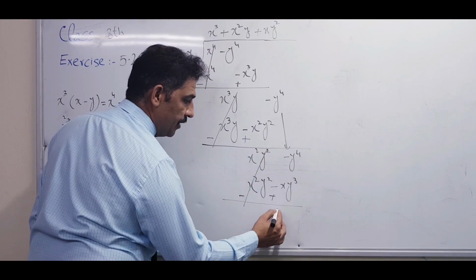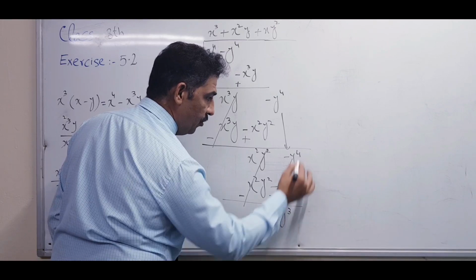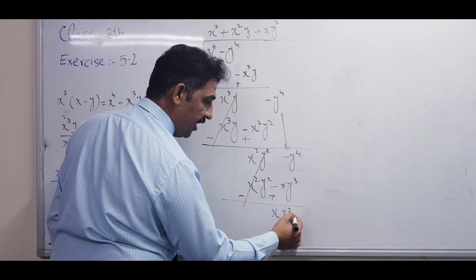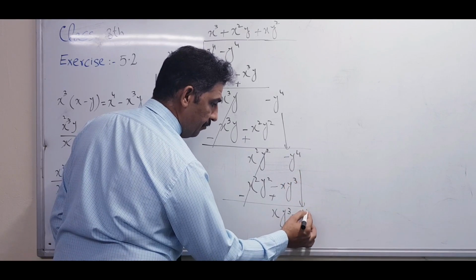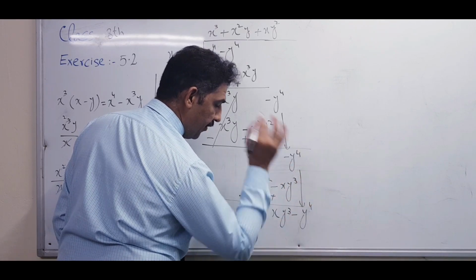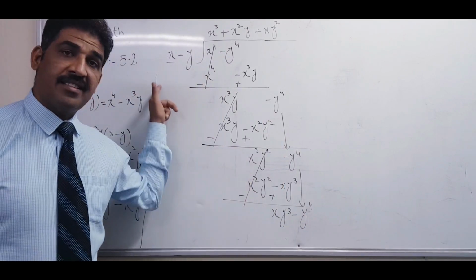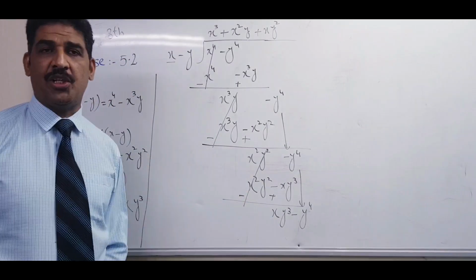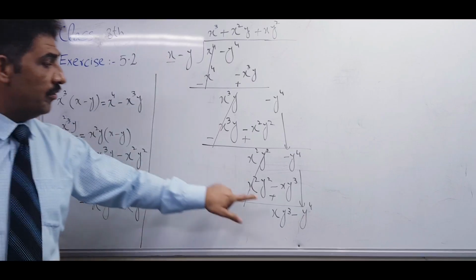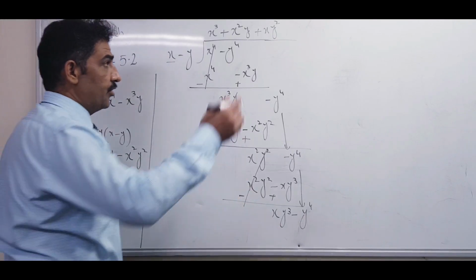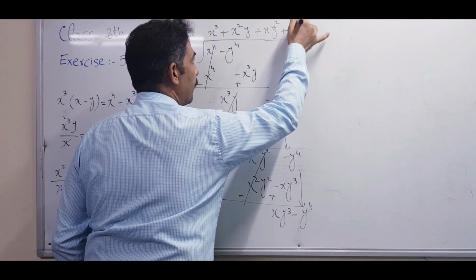What's here? x, y cube, and this term again coming down. Same, minus y exponent 4. As you can see, x and x same, so y cube we require. Meaning if we multiply y cube with x, we will get the first term same. So here we will write plus y cube.